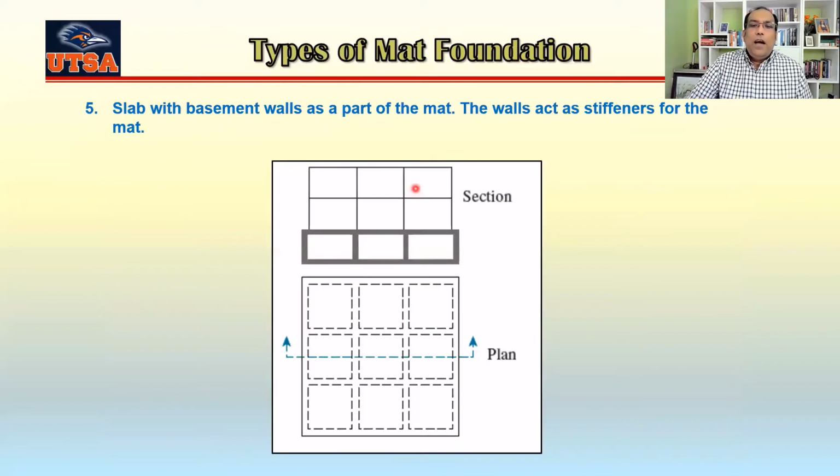And then number 5, you can see here that actually the columns are at the top of this section here. Okay, this is basically a slab basement here, and at the top of that basement you just build your house. But again, this is not that common either.